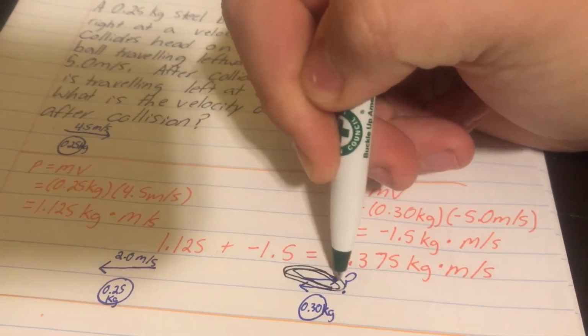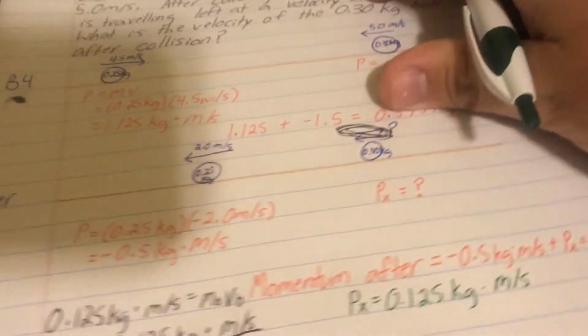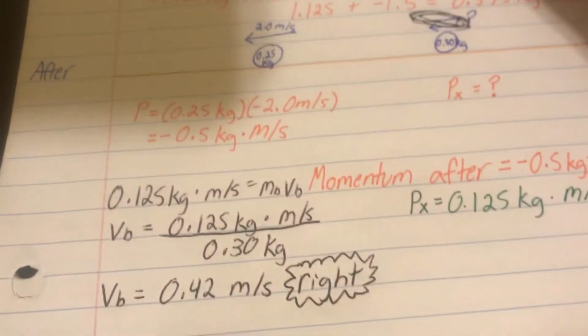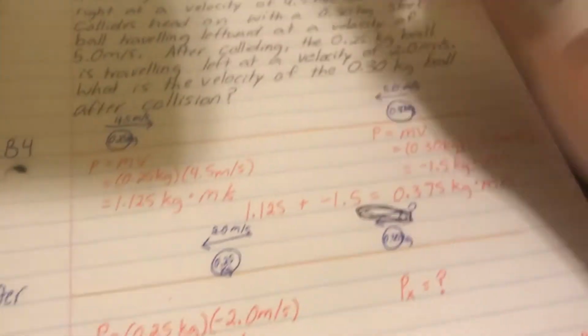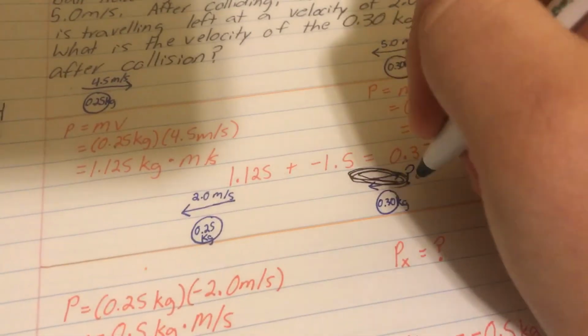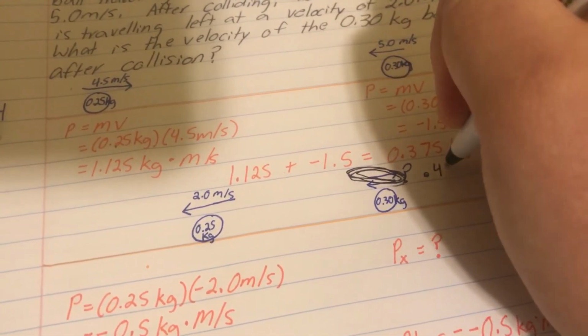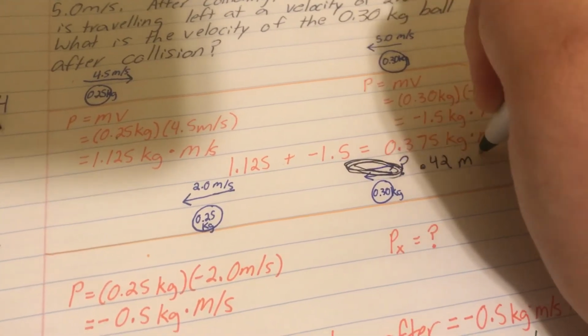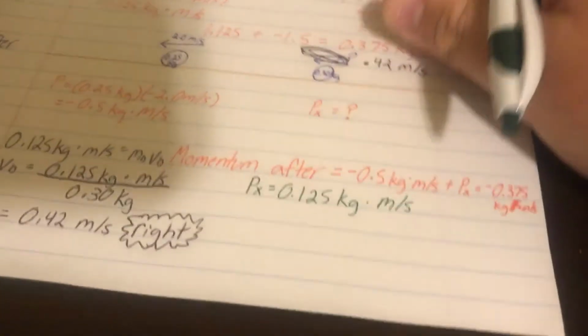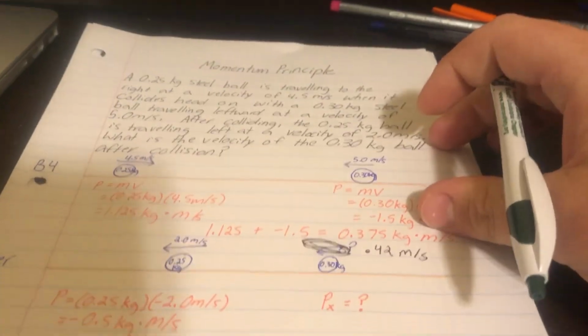I'm looking through my camera, so I can't really draw a good circle at 0.42 meters per second. And that is my momentum principle.